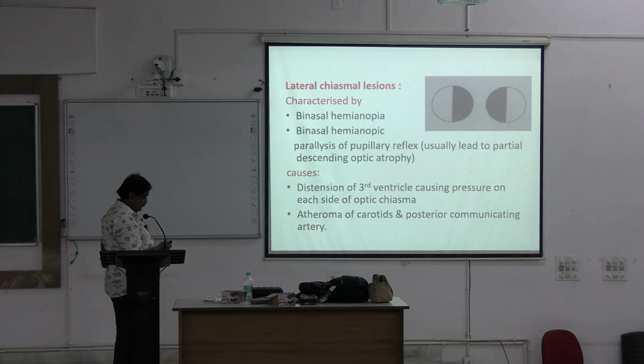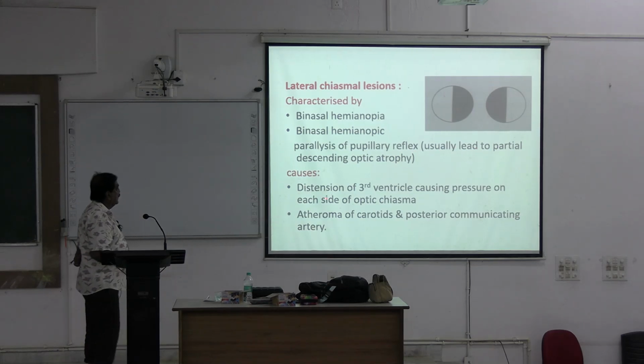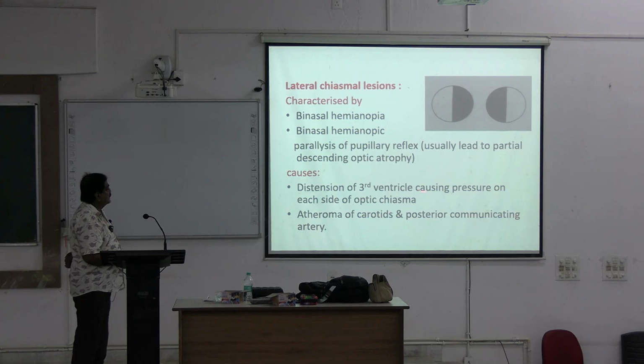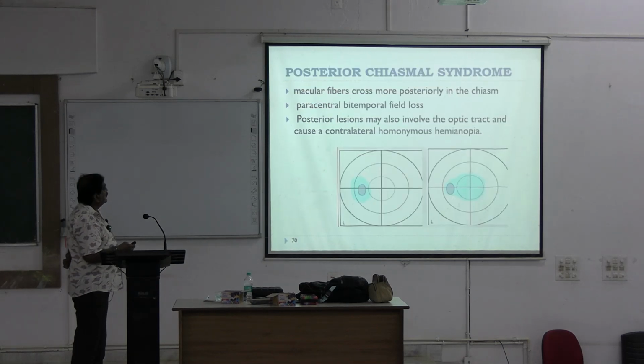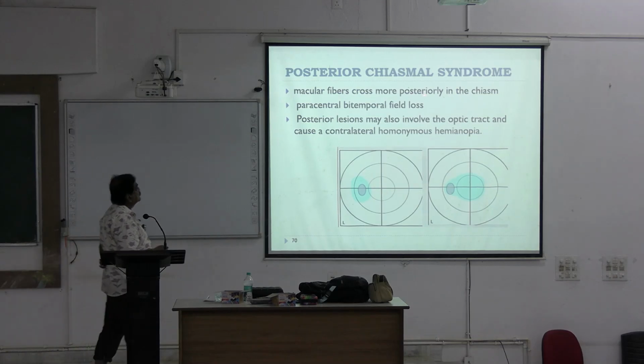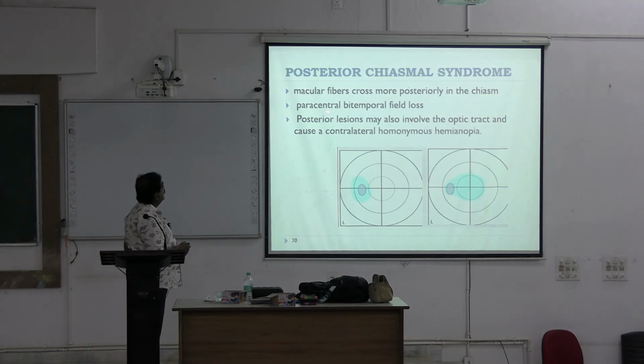Lateral chiasmal lesion is characterized by binasal hemianopia, binasal hemianopic paralysis of the pupillary reflex, usually leading to partial descending optic atrophy. Distension of the third ventricle causes pressure on each side of the optic chiasma. Atheroma of the carotid and posterior communicating artery. Posterior chiasmal syndrome: macular fibers cross more posteriorly in the chiasma.